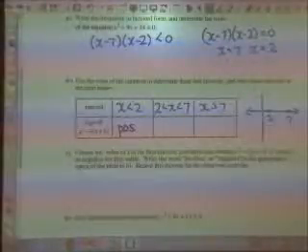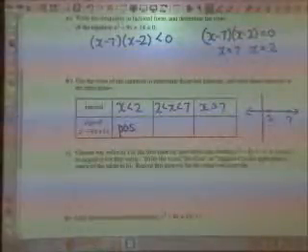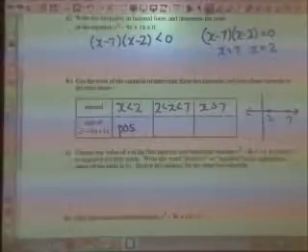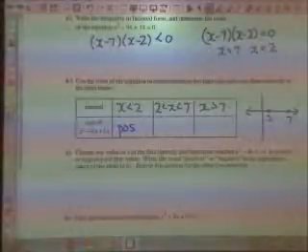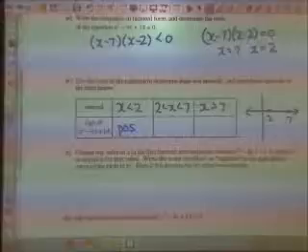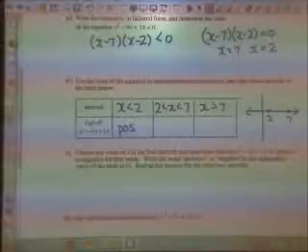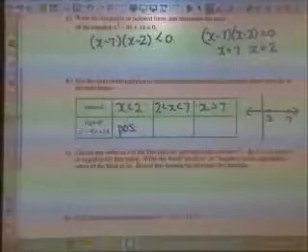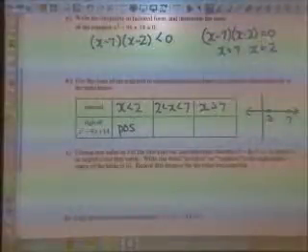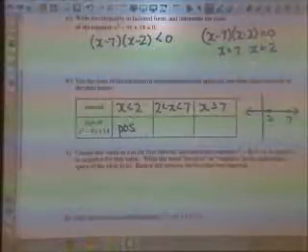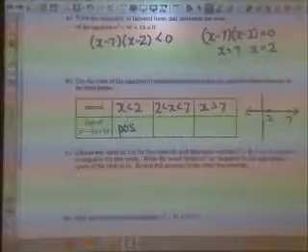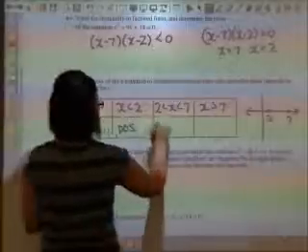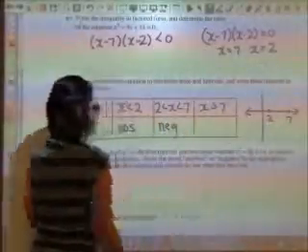Now if I think of a number between 2 and 7, such as 5, what's 5 squared? 25. And 9 times 5? So what's 25 minus 45? -20. Okay, and then if I take negative 20 and I add it to 14, am I going to get a positive number or a negative number? Negative 6. So this interval becomes negative.